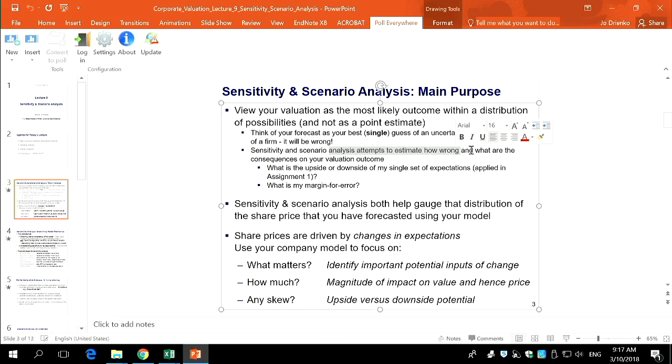It's an important question. So if you start asking these questions using sensitivity and scenario, essentially what you're doing is asking, what is the upside or the downside of my single set of expectations that you came up with in assignment number 1? Right? Because it's not just to the downside, it can be to the upside as well. You might be, I was a conservative analyst, and I just did the most conservative things that I thought were realistic. And so in my recommendation, there was also movement on the upside, right?